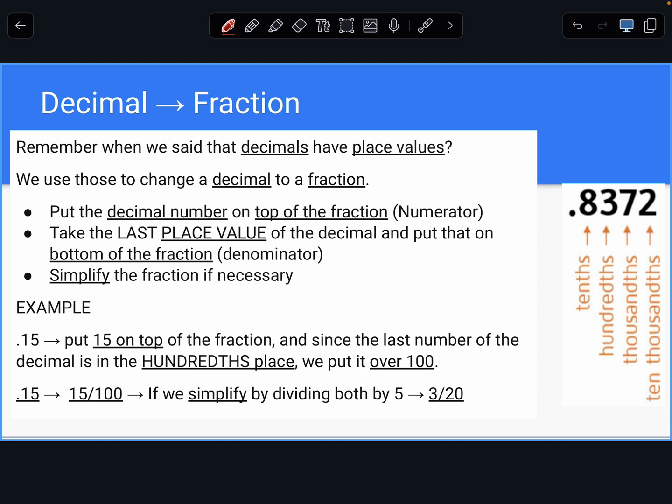So our example was 0.15. If we take 0.15, what's the number of the decimal? The number is 15. Then we take the place value. What's the place value of the 5? We see here that the place value of the 5 is in the hundredths place. That's why we put it over 100. So now 0.15 as a fraction is 15 over 100. But then we simplify. We divide both sides by 5. 15 divided by 5 gives us 3. 100 divided by 5 gives us 20. So now 3 over 20 is the simplified version of 0.15.